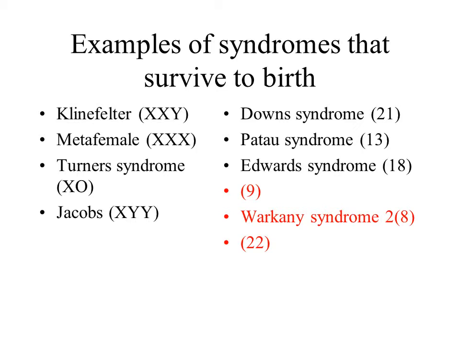So Down syndrome has an extra 21. Patau syndrome has an extra 13. And Edwards syndrome has an extra 18. These are examples of syndromes that survive to birth. Most of the other abnormalities with chromosome numbers do not survive. You're going to be either miscarried or you're going to have a stillbirth.